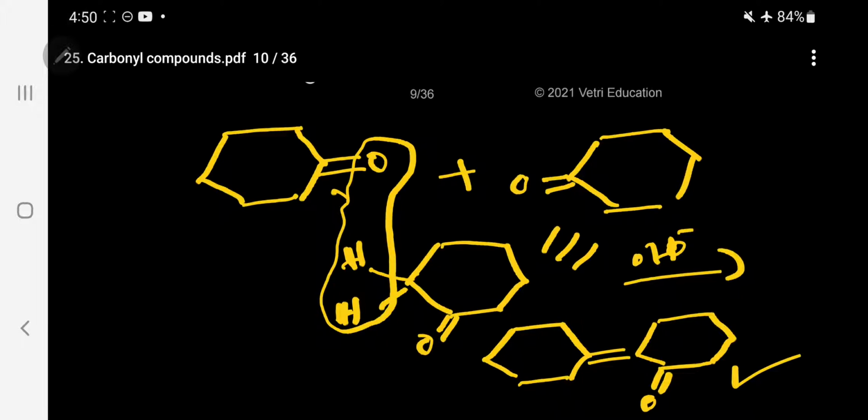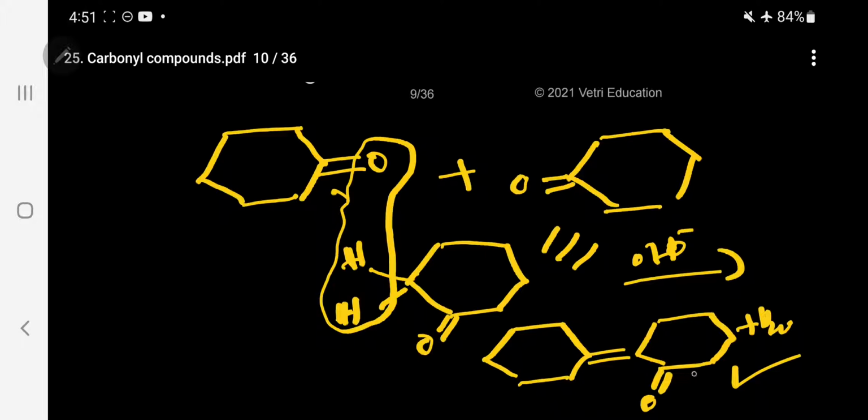So this is the correct answer, plus water is formed. Sometimes in the aldol there is no removal of water, and sometimes some elimination also takes place. So in this case this is the product form. This is called aldol condensation. Just see now where the answer is.